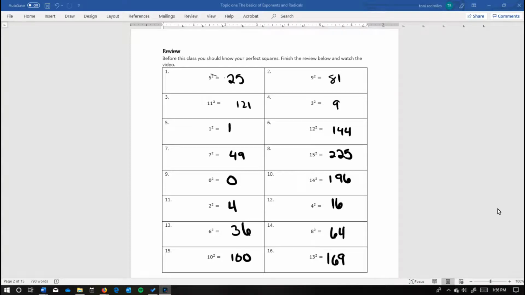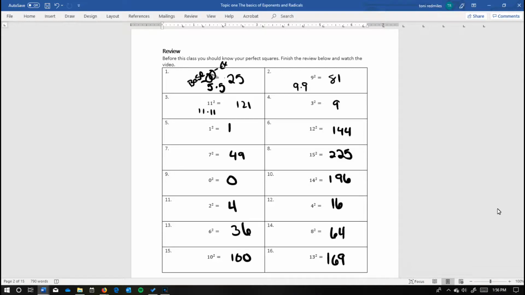So some things we need to know so we can solve these. This 2 is my exponent. This 5 is my base. And the exponent tells me how many times to multiply the base. And all of these are perfect squares, so it's multiplying itself twice. 5 times 5 is 25. 9 times 9 is 81. 11 times 11. Now there's a trick to this one.